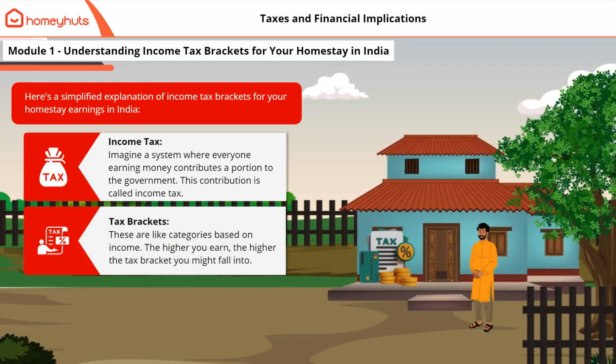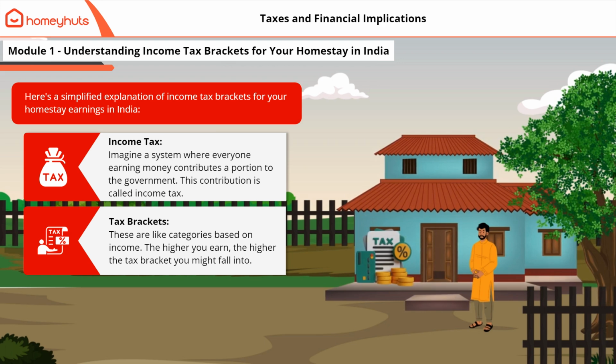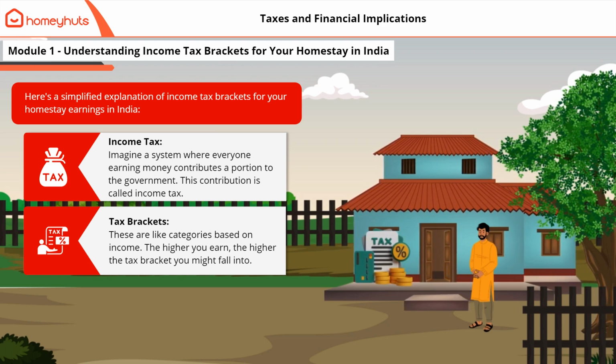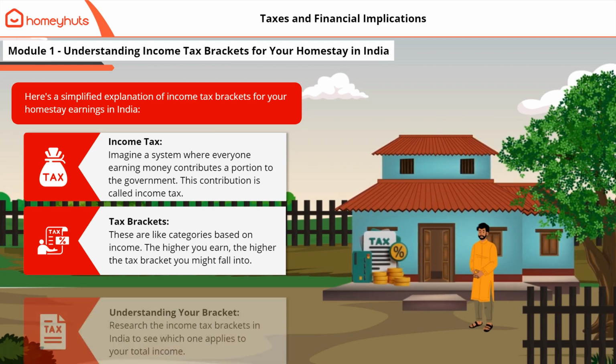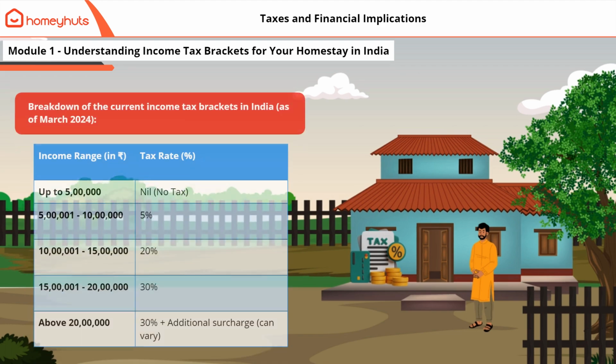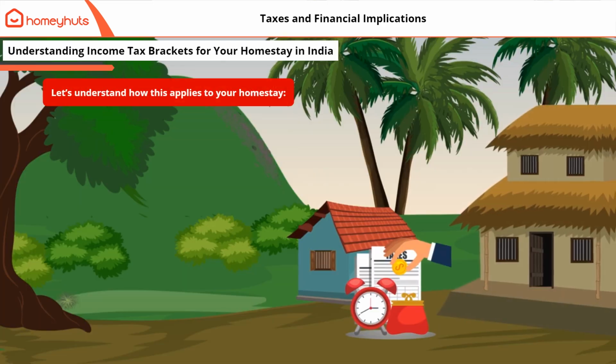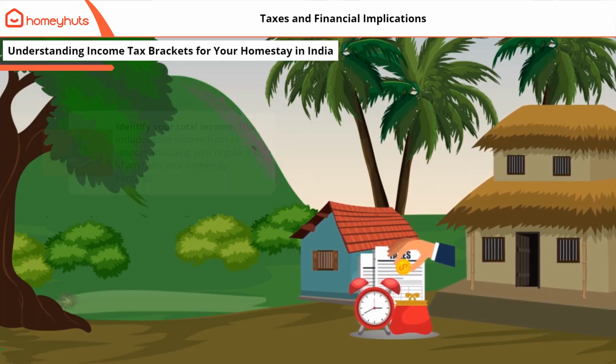Tax brackets. These are like categories based on income. The higher you earn, the higher the tax bracket you might fall into, and therefore the higher the percentage of tax you may need to pay. Understanding your bracket: research the income tax brackets in India to see which one applies to your total income, including the money you earned from your homestay. Here's a breakdown of the current income tax brackets in India as of March 2024.